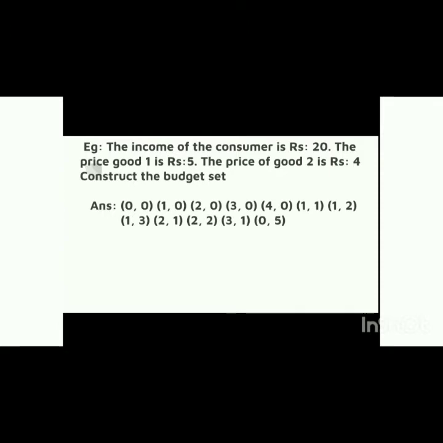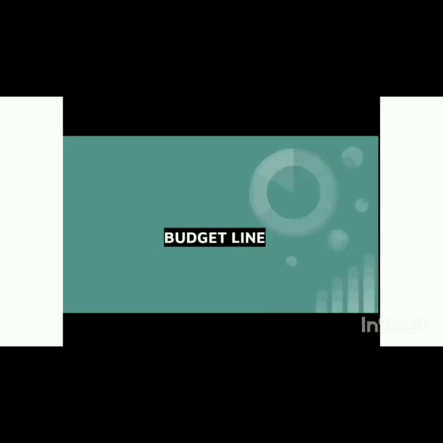Among these bundles, bundles 4, 0 and 0, 5 represent that the consumer spends his entire income on these two goods. In the bundle 4, 0, the consumer spends his entire income on good 1, and the bundle 0, 5 indicates the consumer spends his entire income on good 2. So we move to the budget line.